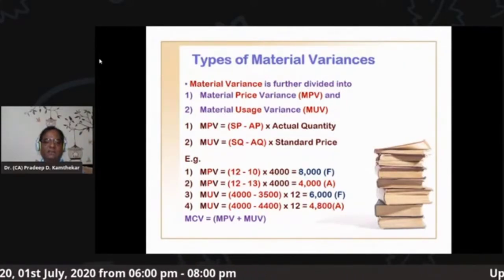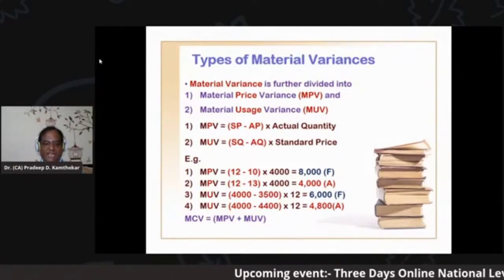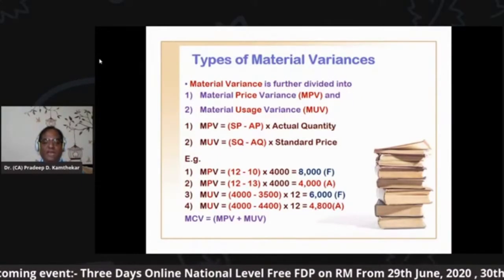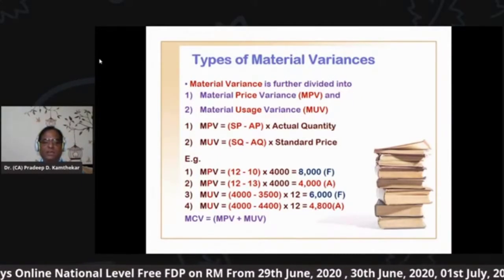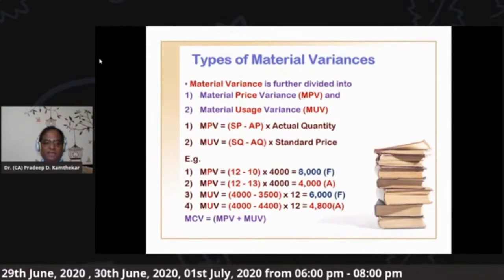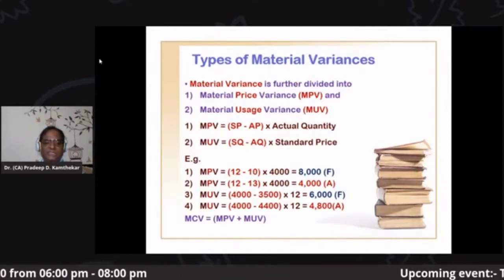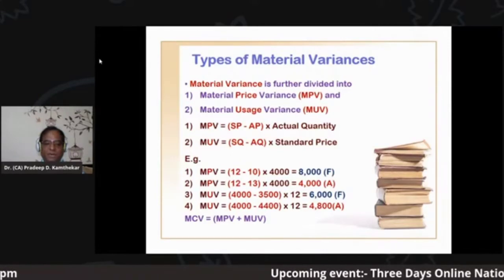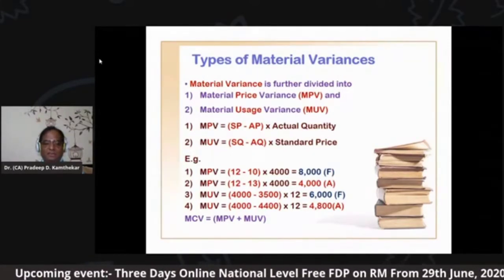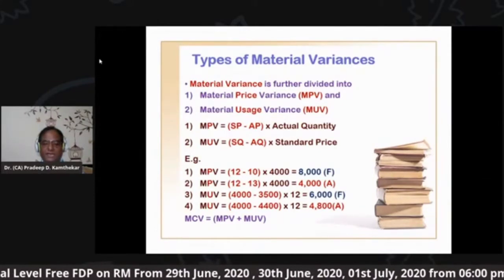So we will restrict today's lecture to material price variance and material usage variance, the two major types of material cost variances. Now, first one, material price variance. Since you see that word price in between, it is the difference between the standard price that the business was expected to pay per kg, per liter, per kilometer, per meter, etc., compared with the actual price paid per kilogram, per liter, per meter, etc.